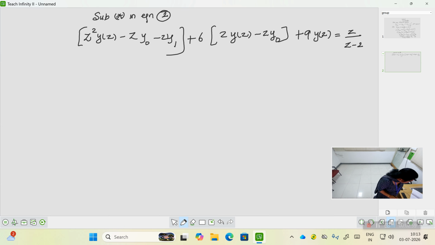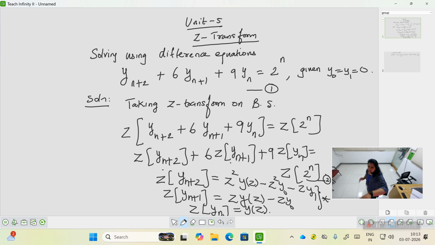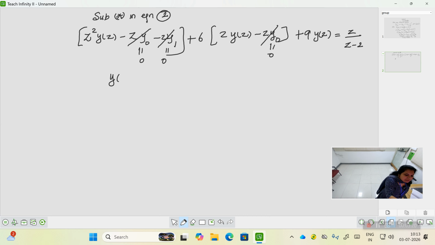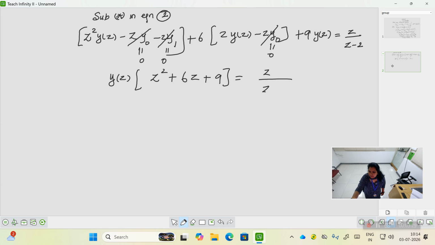Now what we have to do? We have to apply the condition. Look at here, all of you. The condition is y0 and y1 are 0. So when you apply here, this term vanishes, this term vanishes, this term vanishes. So Y(z), take it out: (z square plus 6z plus 9) equals z by z minus 2.